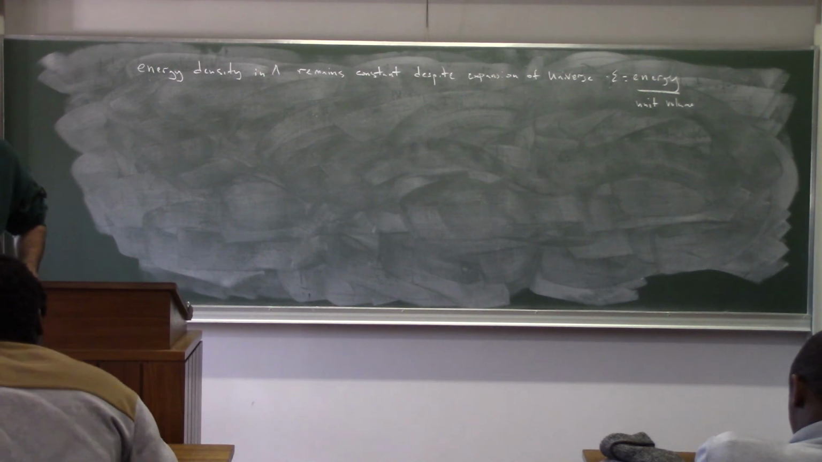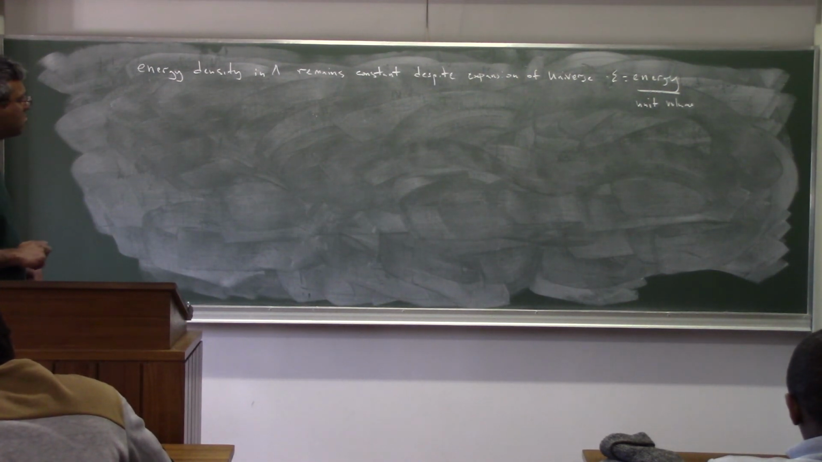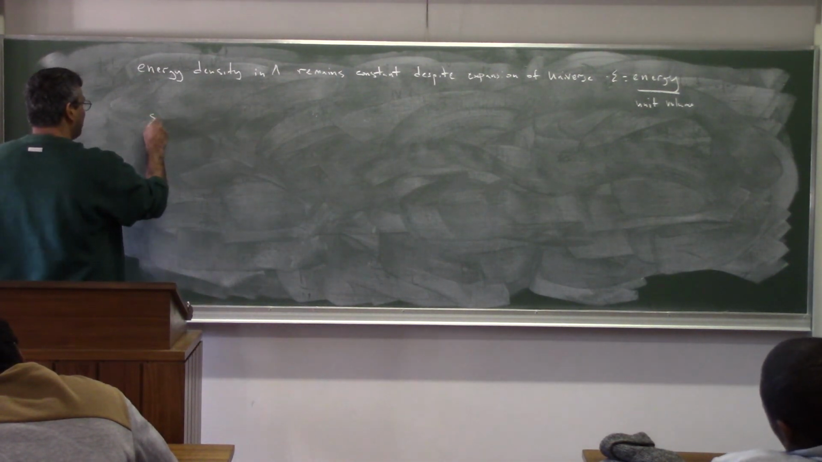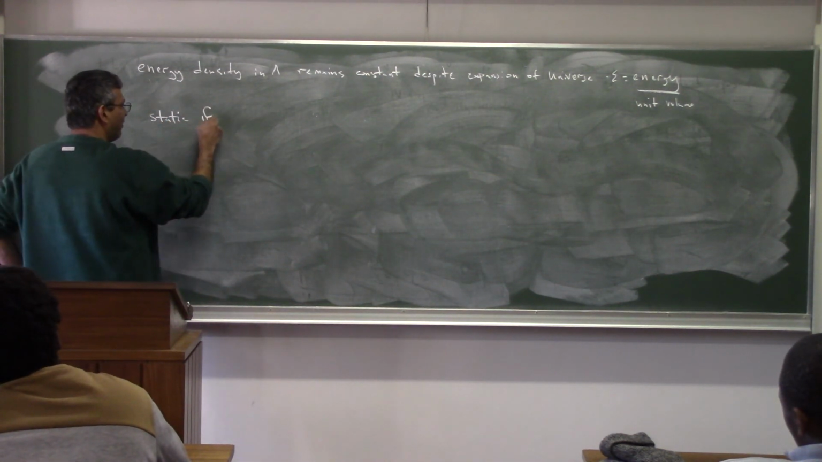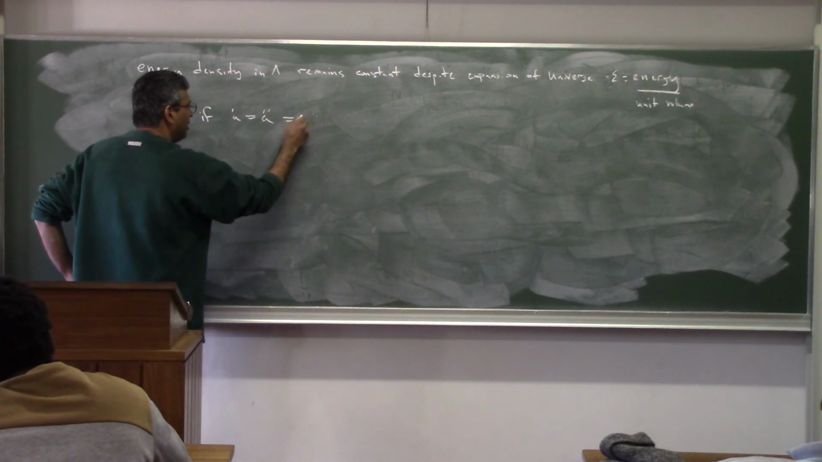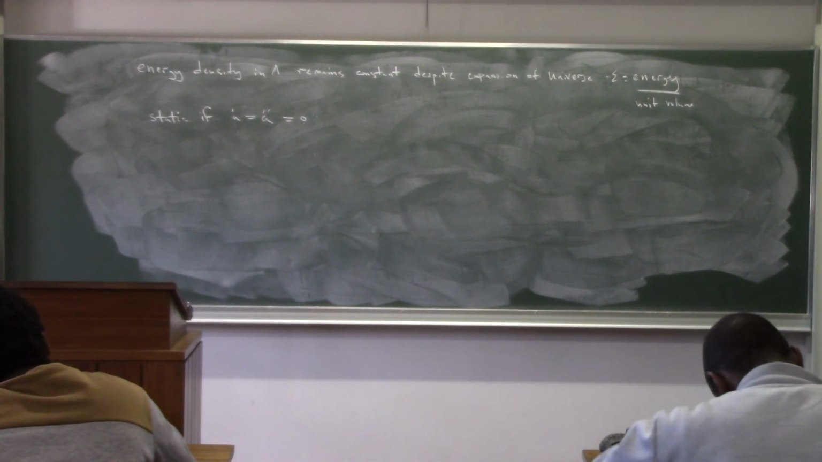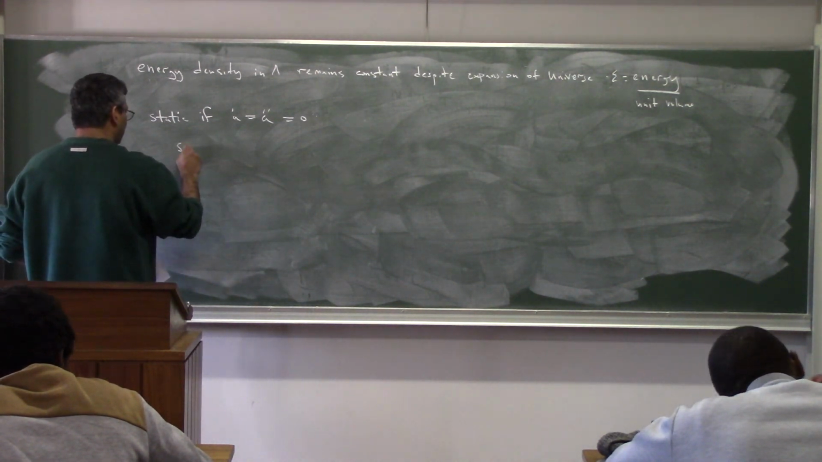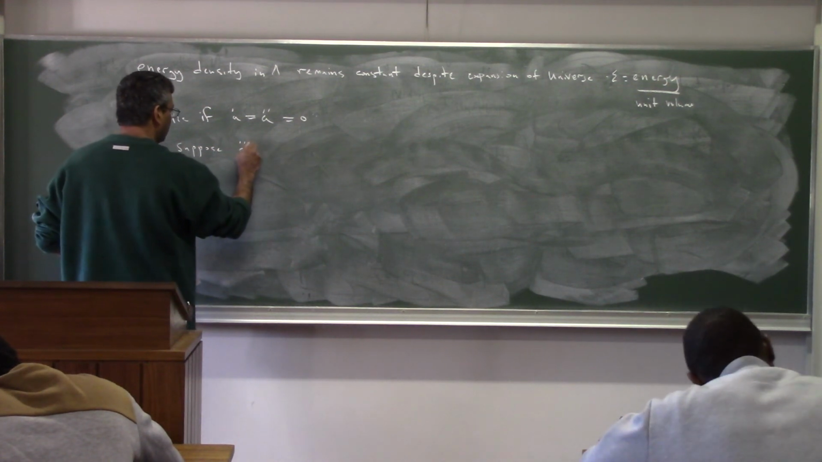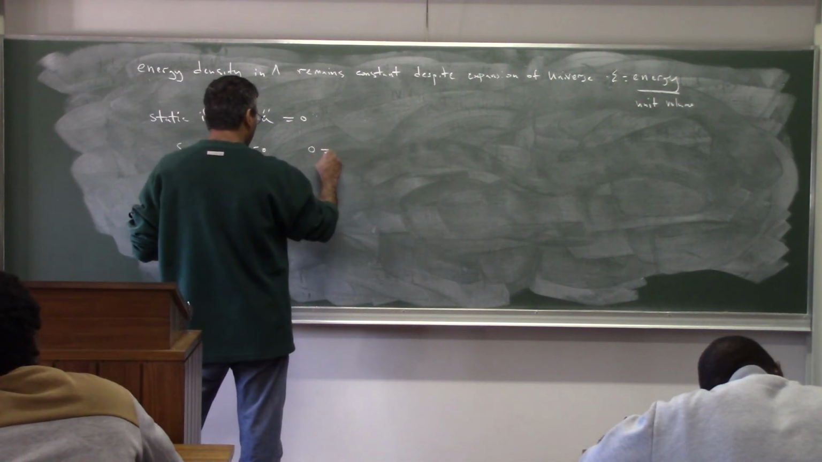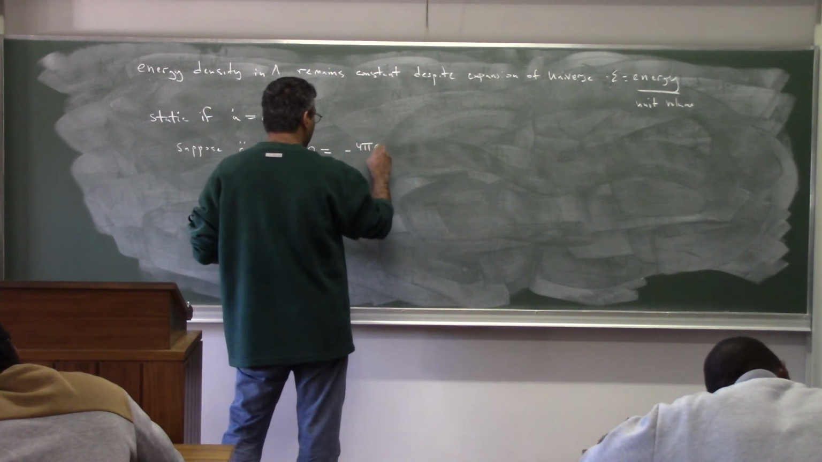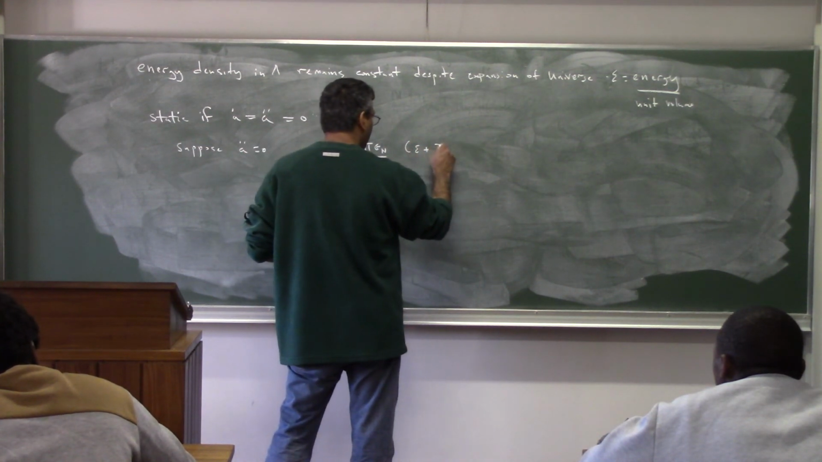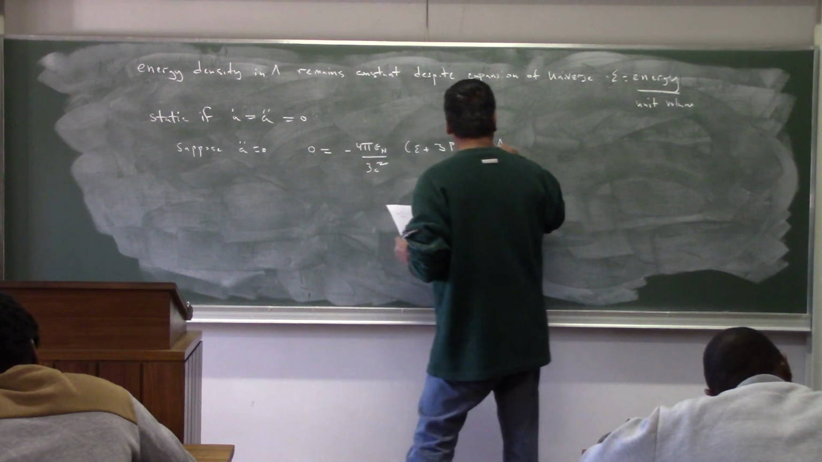So let's look at what the static universe means in this context. So the universe is static if a dot equals a double dot equals 0. So suppose a double dot equals 0. Then 0 is minus 4 pi G Newton over 3c squared times epsilon plus 3p, plus lambda over 3.